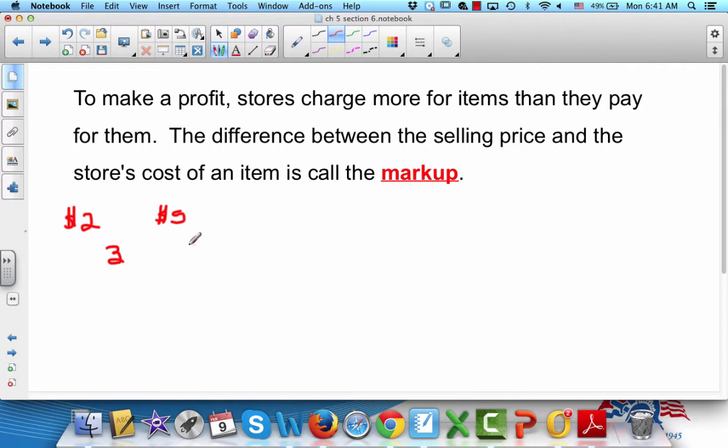Okay, so I'm happy. Then the store has to make money off of it. So what the store will do is they'll mark it up to $9.99, and on each one that they sell, they make $4.99. Okay, that's how the system works. Somebody makes the product, and then somebody sells the product.